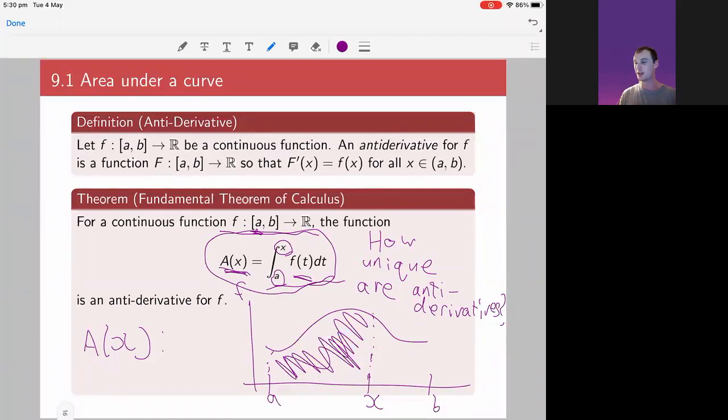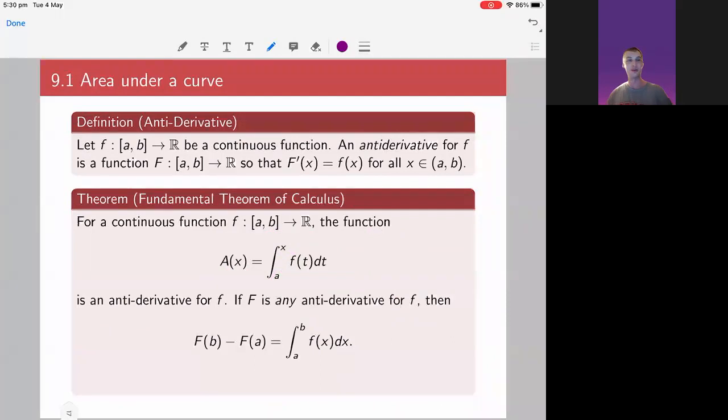And this is what the last part of the fundamental theorem of calculus is seeking to address. If I give you a continuous function small f, and you give me an antiderivative capital F, then my claim to you is that I know exactly what antiderivative you picked.